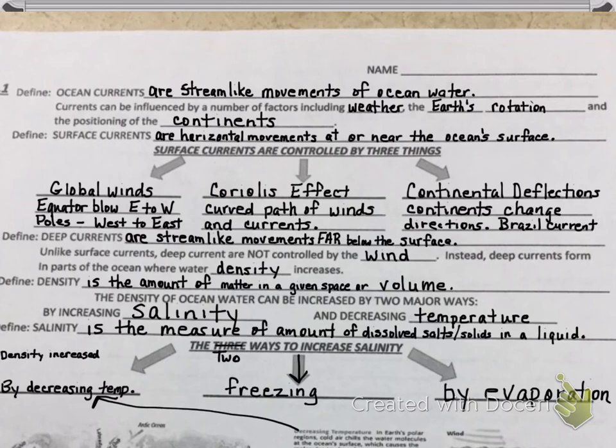So make sure that you look at the diagrams. It's on page 127 in your book, so that you can really understand density and salinity and how it all kind of ties in together.